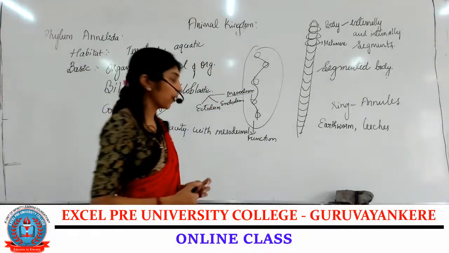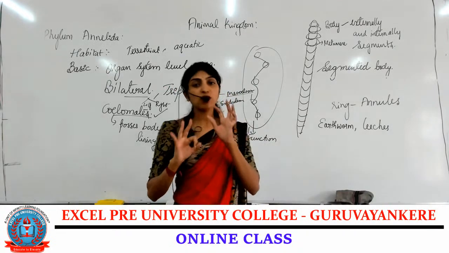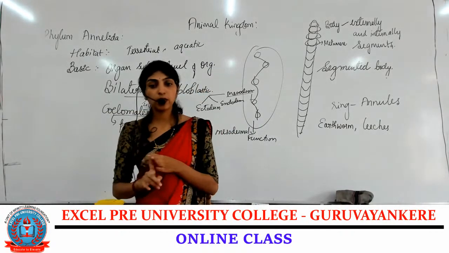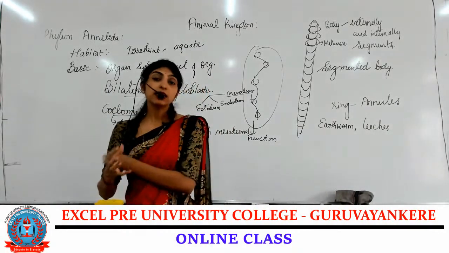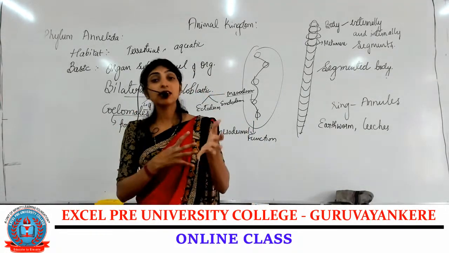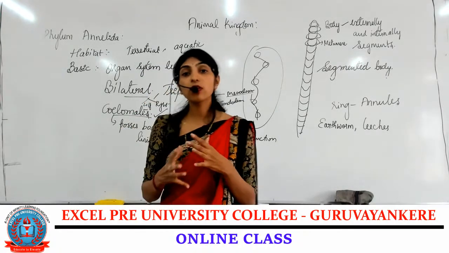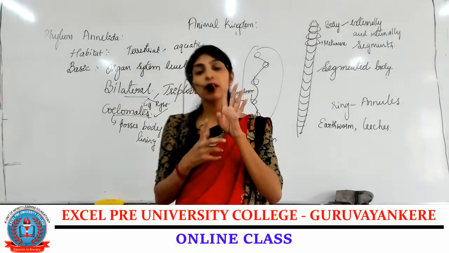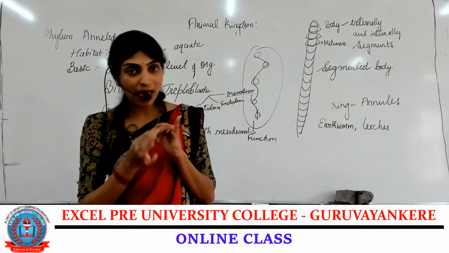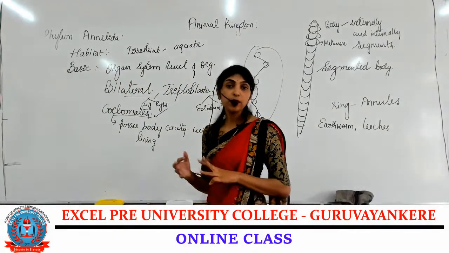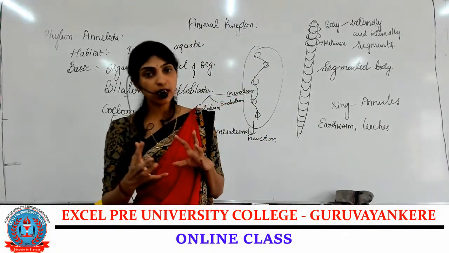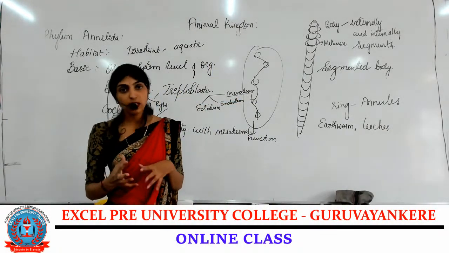In today's class, we have studied three phyla, that is phylum Platyhelminthes, phylum Aschelminthes, and phylum Annelida. There are a few more phyla to be studied. These phyla come under invertebrates. There are nearly 10 phyla under invertebrates, and among these we have completed 5: Porifera, Cnidaria, Platyhelminthes, Aschelminthes, and Annelida. In the next class, we'll be studying Arthropoda, Mollusca, and Echinodermata.